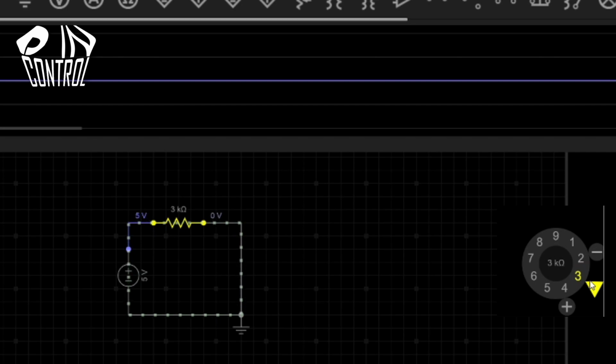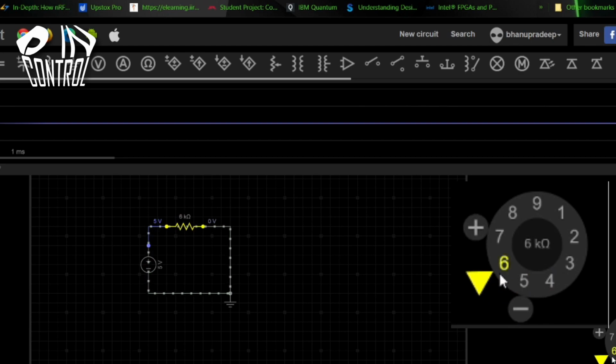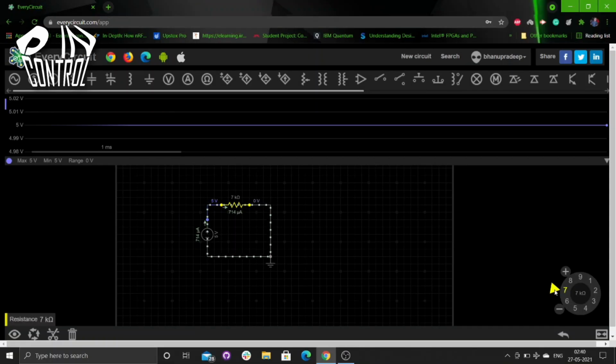When I keep 3 kilo ohms, it comes to 1.67 milliamps. When I give 4 kilo ohms, it gives 1.25 milliamps. When I give 5 kilo ohms, it gives 1 milliamp. When I give 6 kilo ohms, it gives in microamps. So when I keep the voltage constant and change the resistance value, the current is decreasing. When I give 8 kilo ohms, it keeps decreasing more.